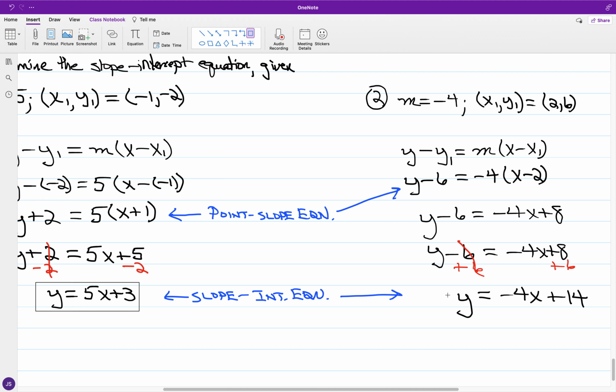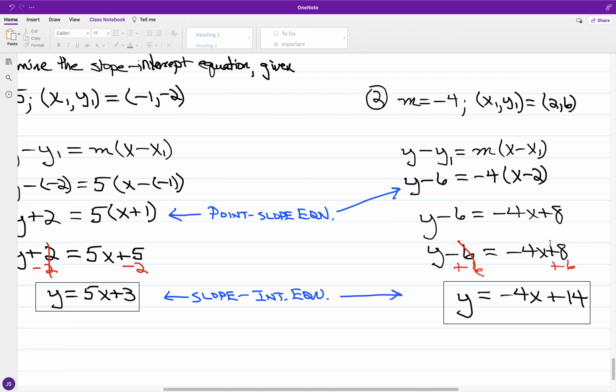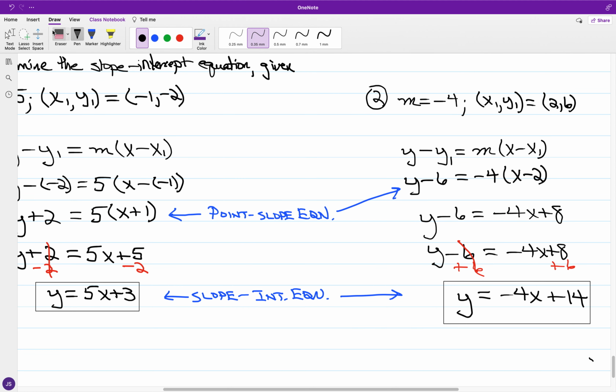And we can check once again for consistency. You got the slope as stated at -4, and for (2, 6), 2 for x, 6 for y. So the left-hand side of the equation is 6, and we want the right-hand side to be as well. And with x at 2, we've got -4 times 2 is -8, and -8 plus 14 also comes to 6.